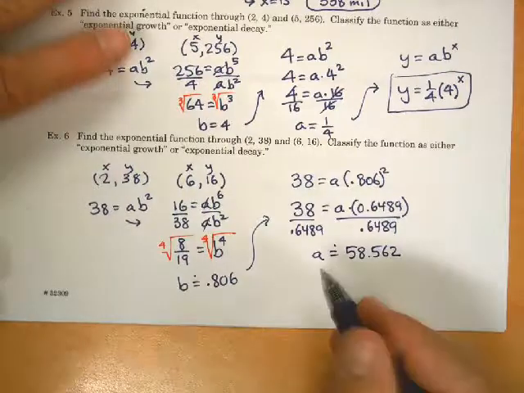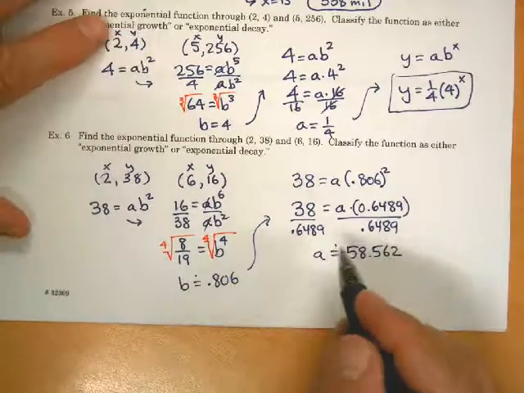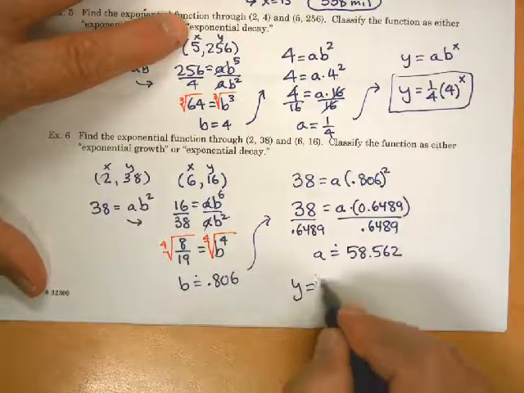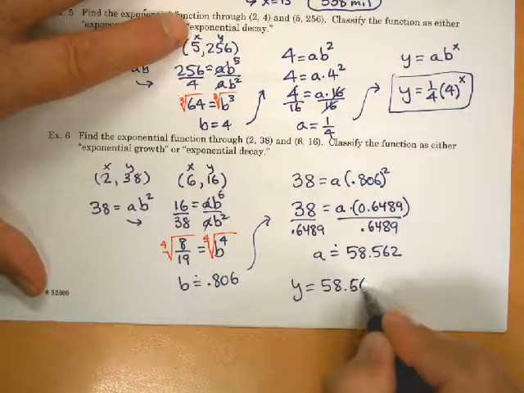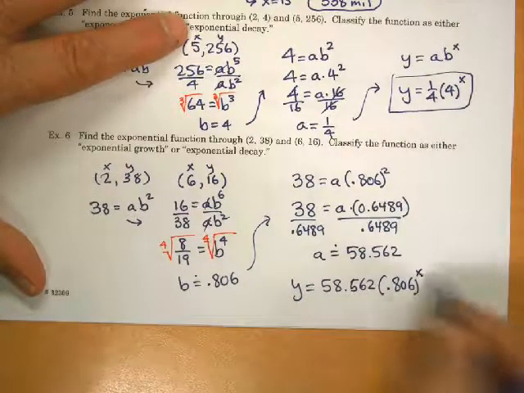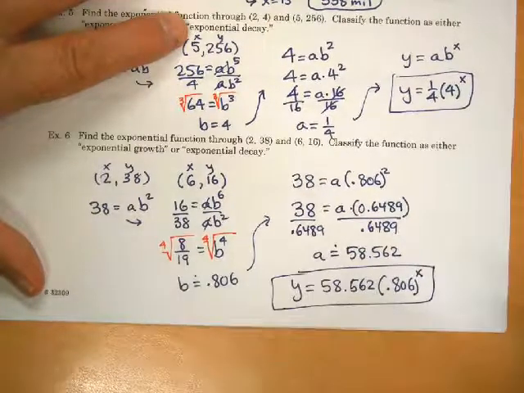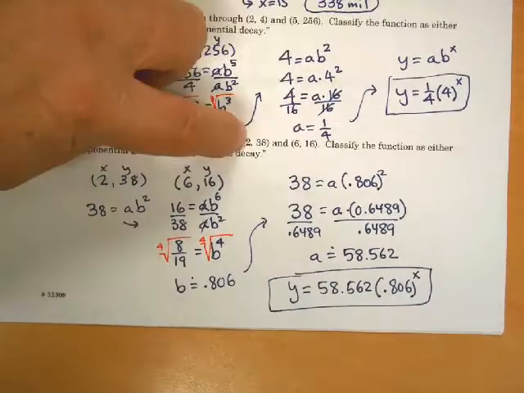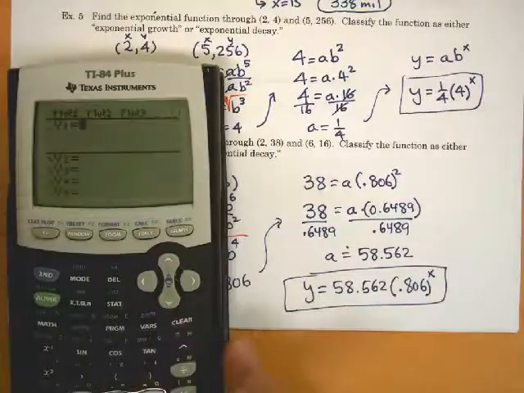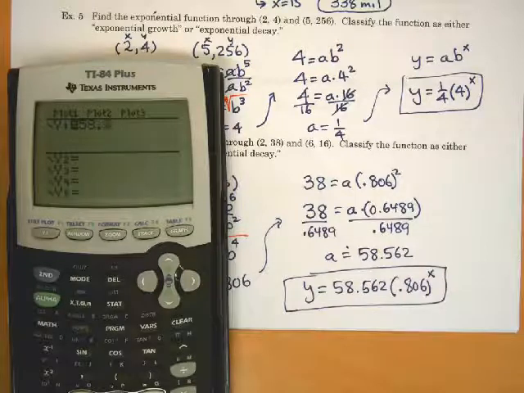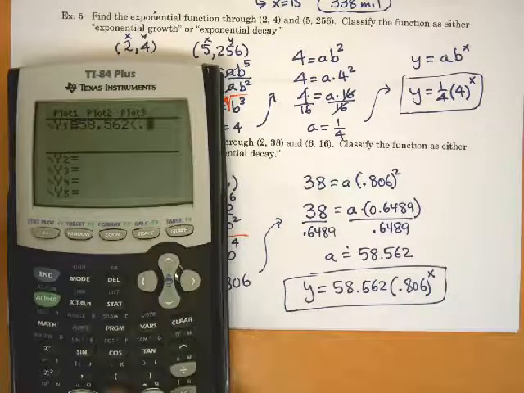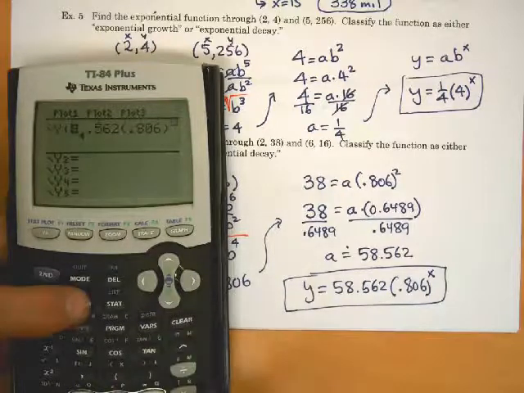So now I'm going to put the A and the B into the equation, which is y equals AB to the x. Okay, there's your equation. We're going to check it and see if it gives at least really close to those points. So we'll go to the y equals key and type in 58.562 times 0.806 raised to the x.